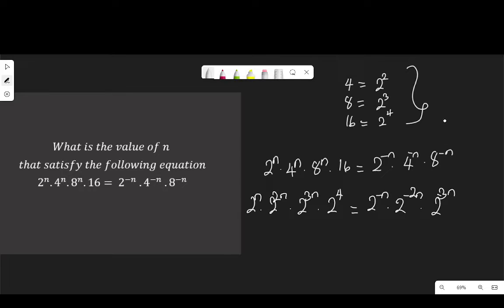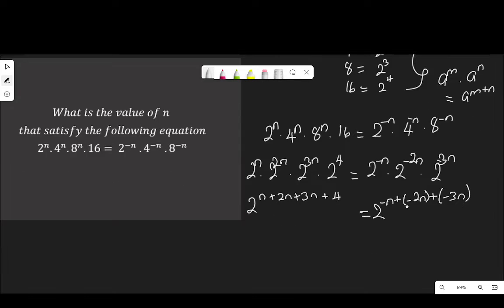Now applying the first law of indices, a to the power of m multiplied by a to the power of n is a to the power of m plus n. So if I apply the law here, we have 2 to the power of n plus 2n plus 3n plus 4 equal to 2 to the power of negative n plus negative 2n plus negative 3n.